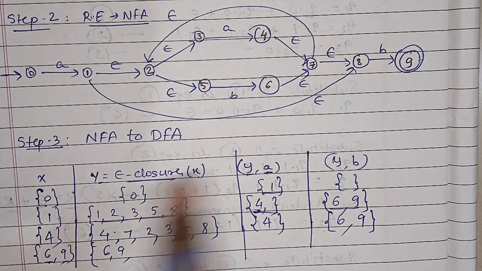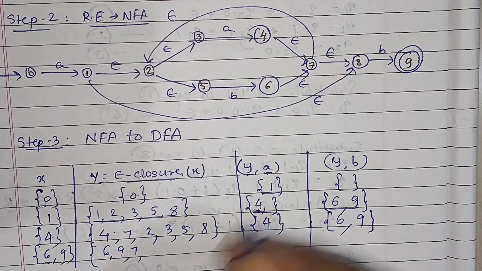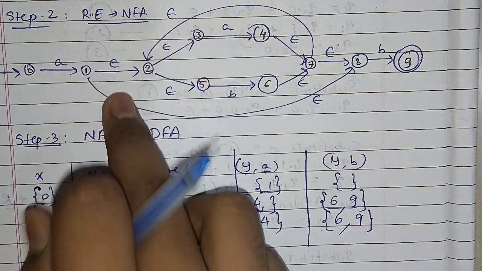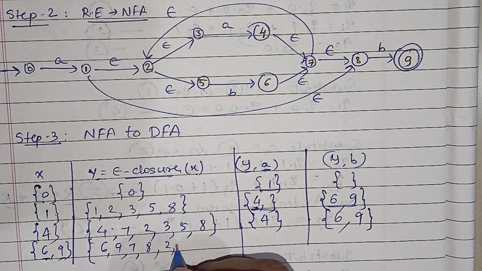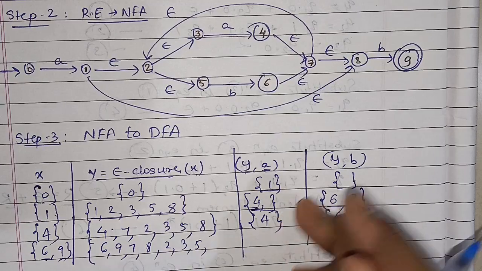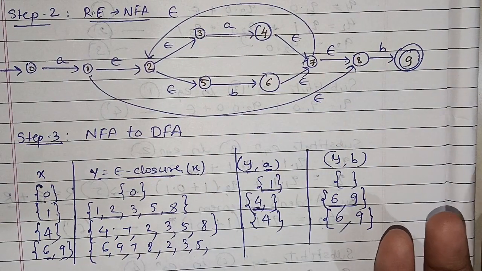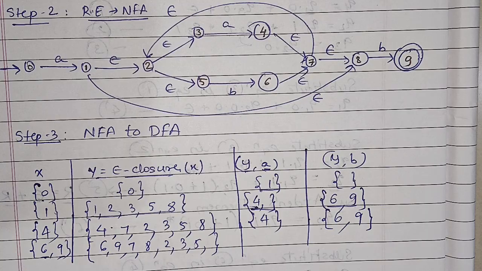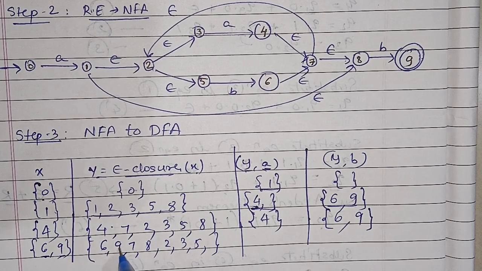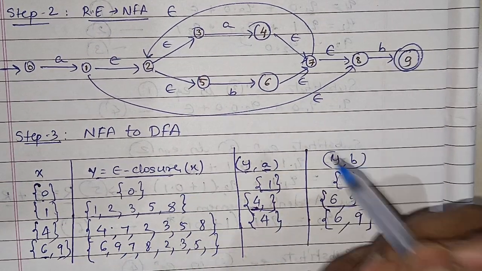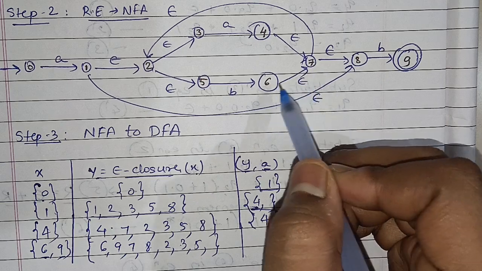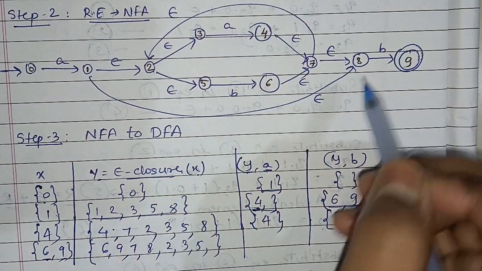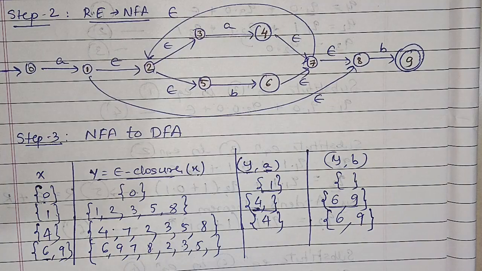I will check the closure of 6. 6 to 7, 7 to 8, 2, 3, 5. Now see, 9, 9, there is no closure. I will close this. 1 2 3 4 5 6 7. See, 6 1 2 3 4 5. Wait, it is correct.